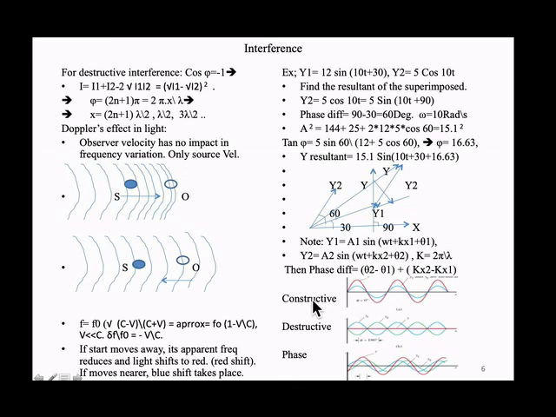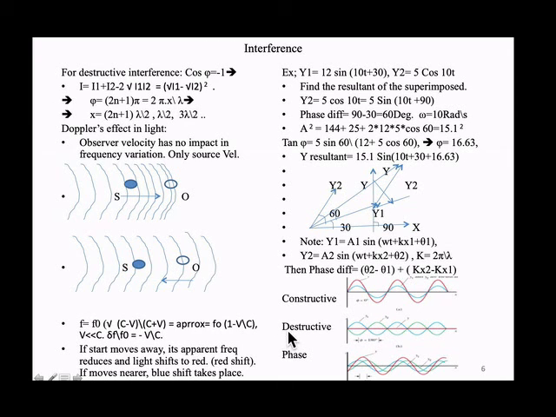We see a constructive interference where both waves add constructively and the amplitude is doubling. So 12 plus 5, 17 it will be. Here also 17, 17, 17 like that. This is the amplitude. This is how the combined wave is moving.